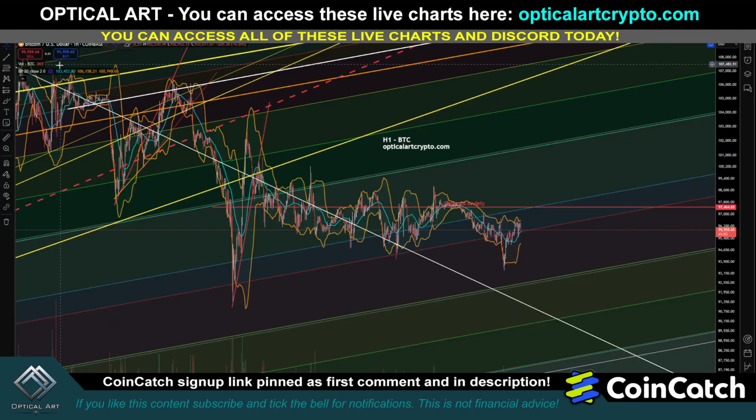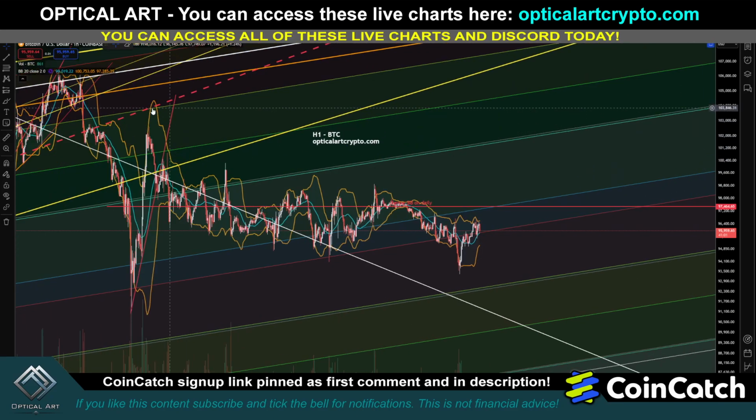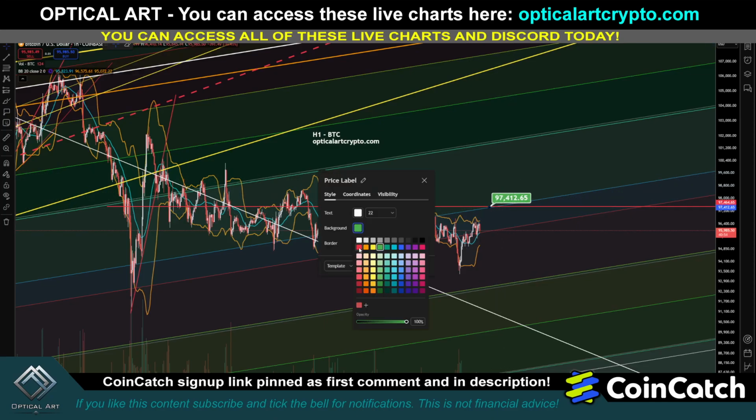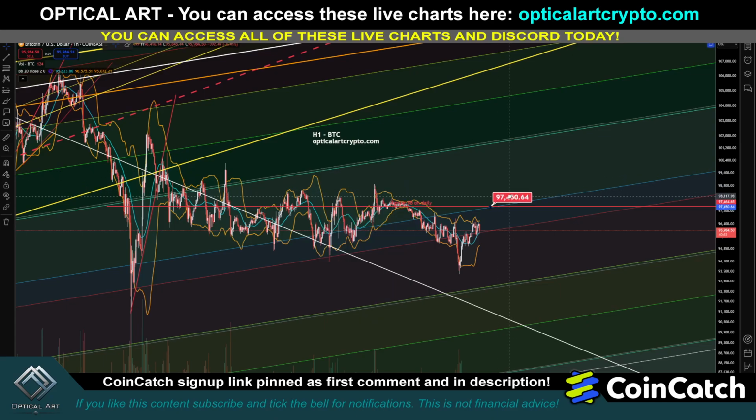This is your hourly. So just to show you, right now, and again, this is what I call confluence. Right now, the central Bollinger Band on the daily is sitting around 97,450.